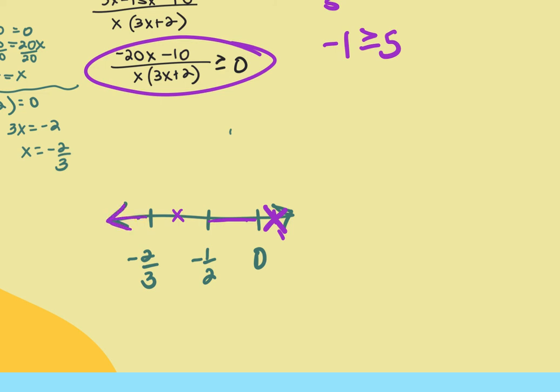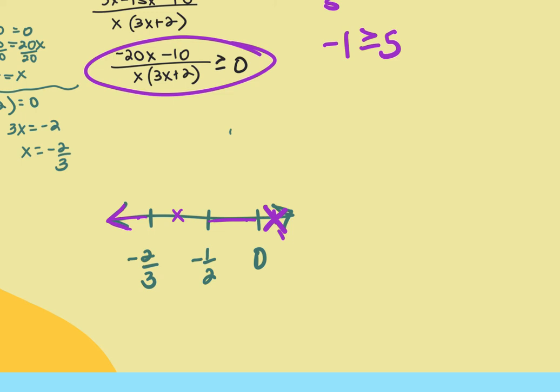How did you know it was going from the left? Because you said immediately that the 0. You always have to do your number line from least to greatest. Is that what you mean? Yeah. The negative 2/3 is the smallest, then negative 1/2, then 0. And then I just looked for what was easy to plug in, which happened to be to the right of the one on the right.